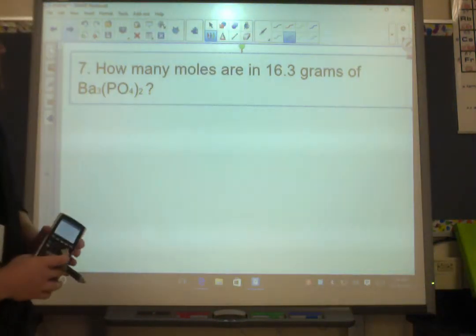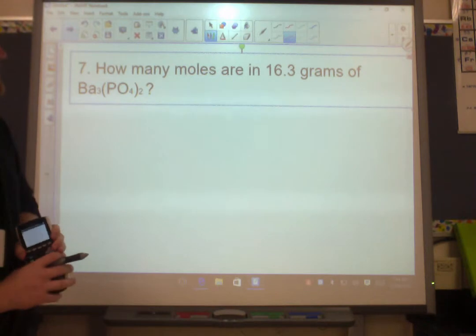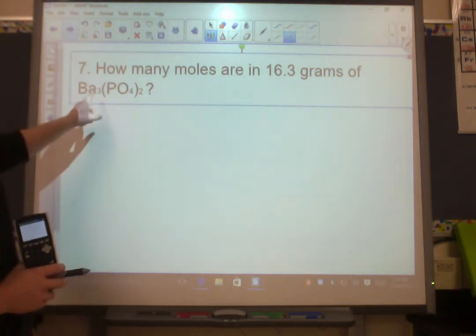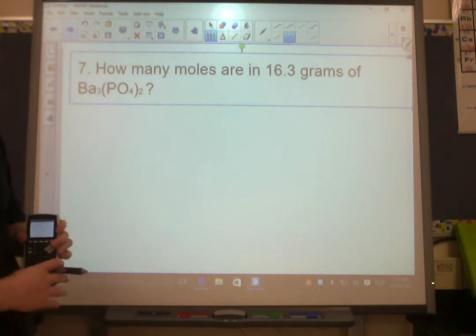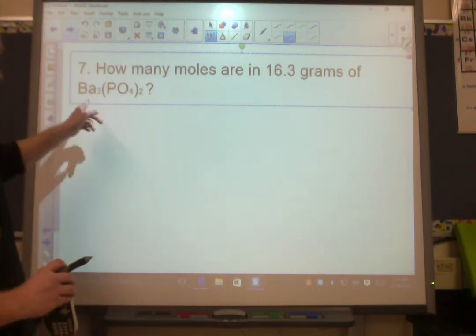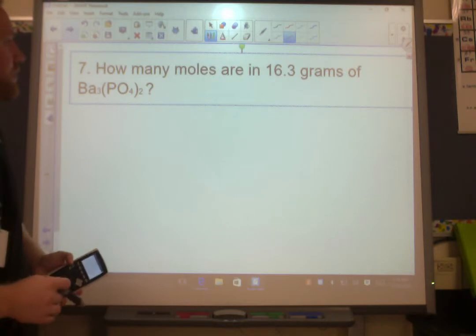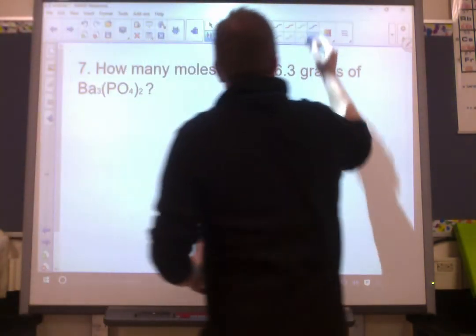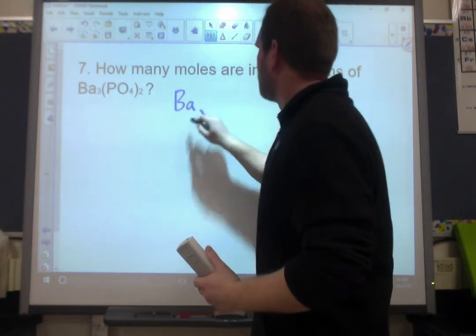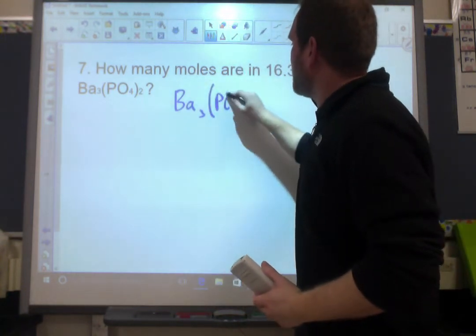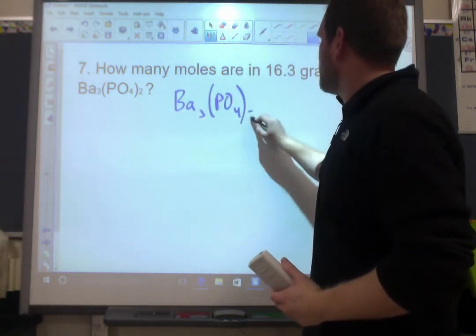All right. How many moles are in 16.3 grams of Ba3(PO4)2? Now, within about a month, you're going to be able to name that, barium phosphate. But for now, it's just going to be kind of a formula. And again, you'll see it written like this: Ba with a subscript 3, open parentheses PO4 close parentheses 2.